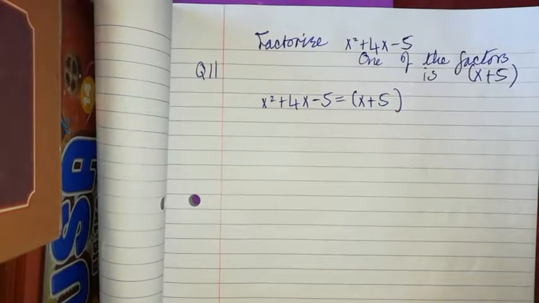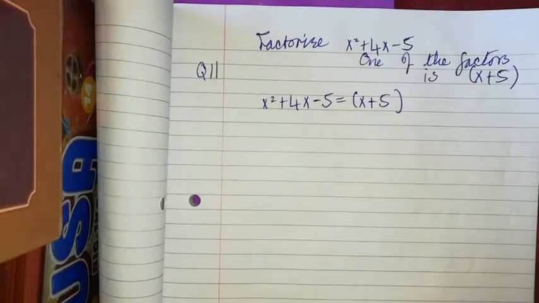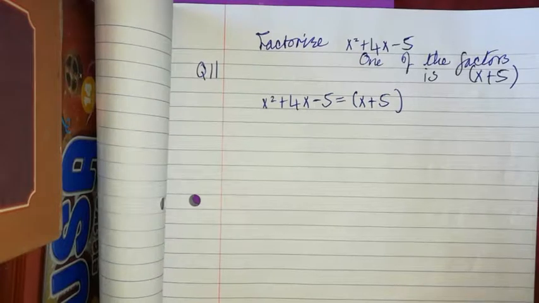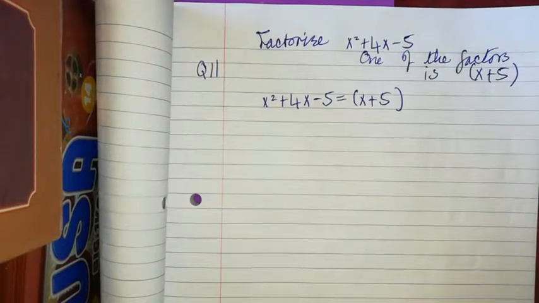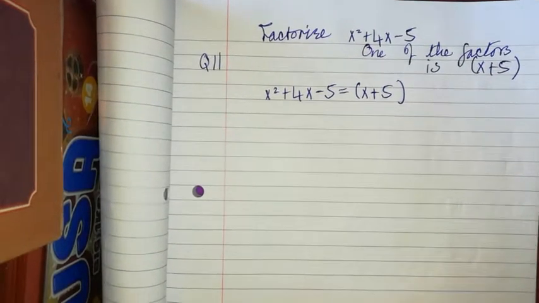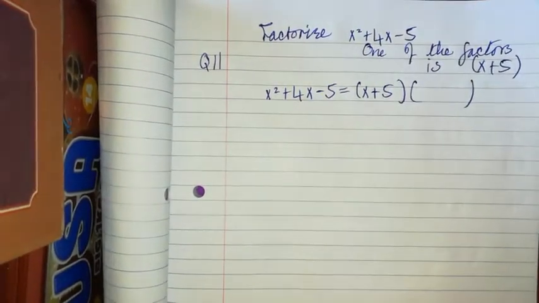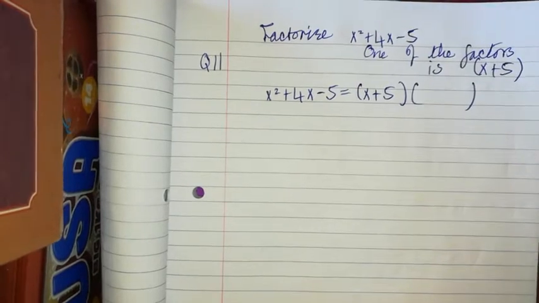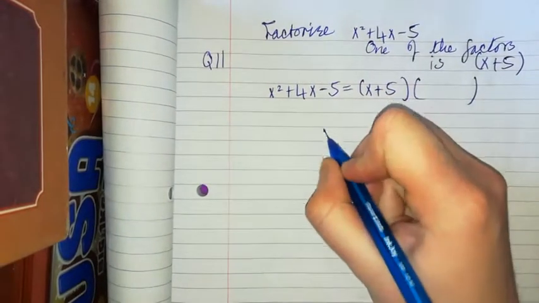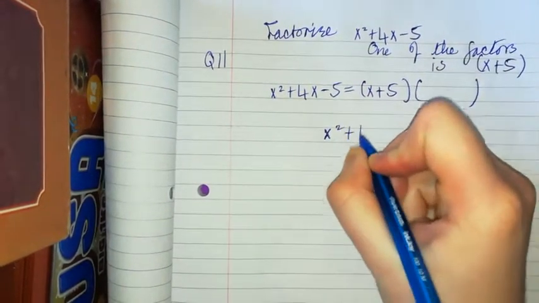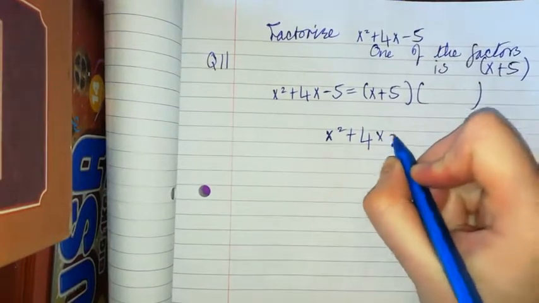So in this question, I'm asked to factorize x squared plus 4x minus 5, and I'm told one of the factors is x plus 5. And this is what we're given also. So before I just go ahead, I'm going to explain how to factorize straight off before we even do this. So x squared plus 4x minus 5.